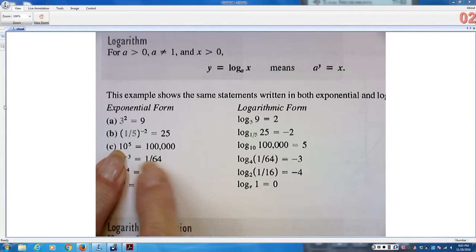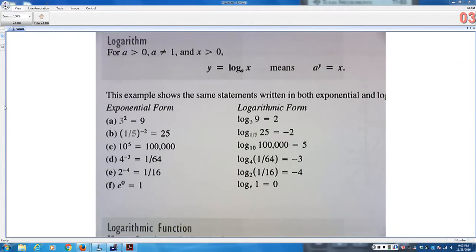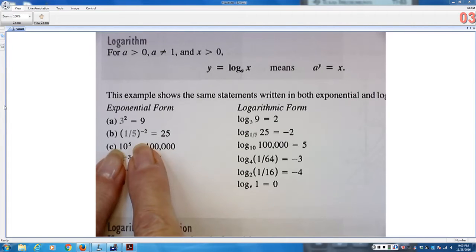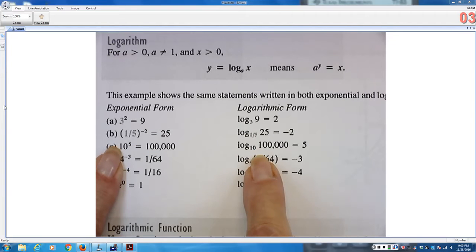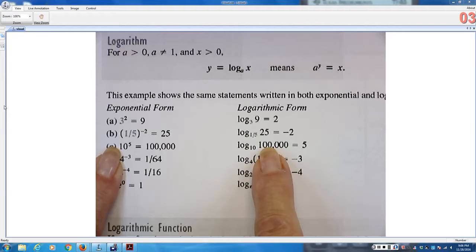10 to the 5th is 100,000. That's because 10 times itself 5 times means that you've got, from the first 10, another 1, 2, 3, 4 zeros. So it's 10 to the 5th. The 5 tells you there are 5 zeros. Okay? 10 to the 5th, this is the base, that's the exponent. The base 10 logarithm of 100,000 is 5.